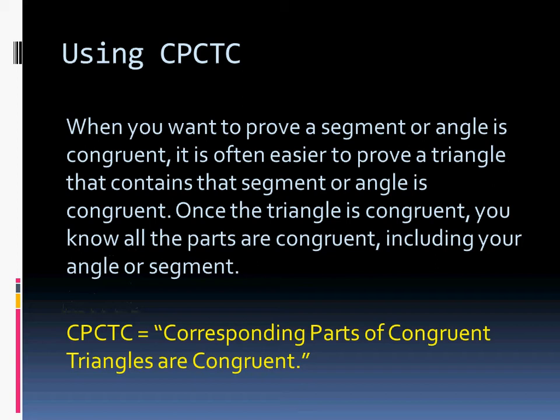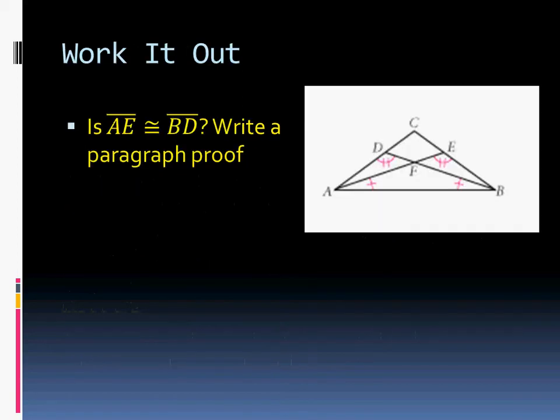When you have a proof, very often you're going to prove the triangles are congruent, and in the last step you're going to say, so these angles are congruent, and that's by CPCTC. That's the reason you give for that last step. Remember, when you're doing a proof, every time you give a statement, you have to give a reason, and this is the reason that is used oftentimes in the last step in your proof. So let's take a look at one of these and see if we can work out a paragraph proof here.